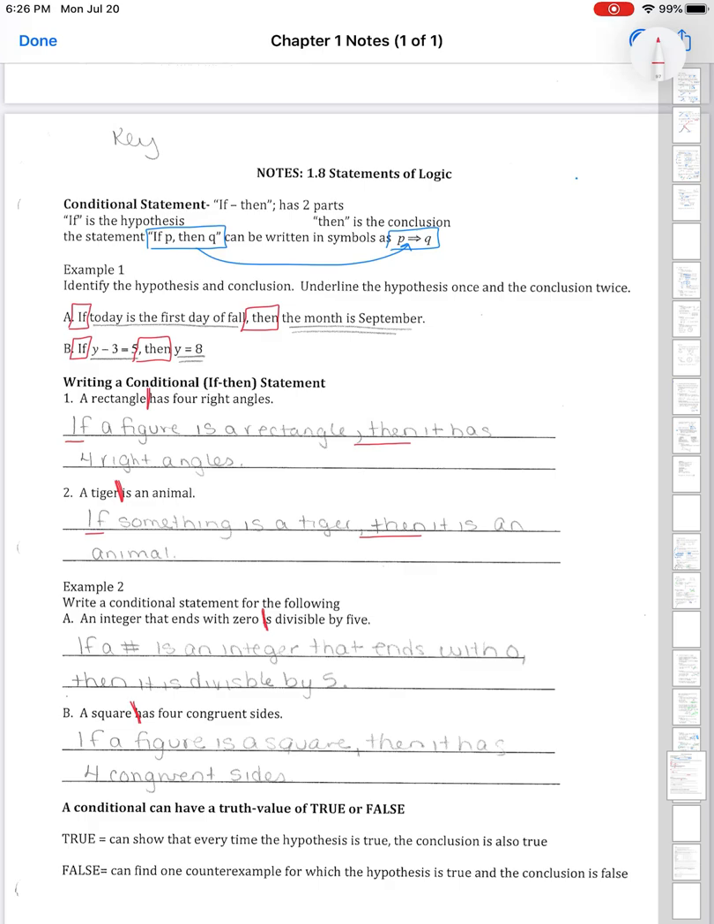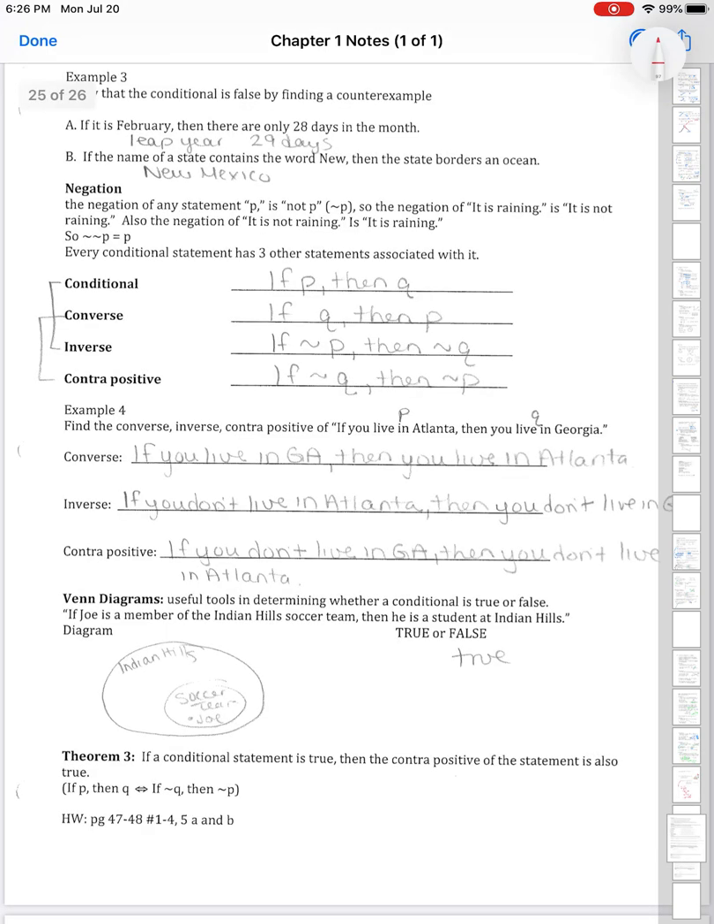Now, a conditional can have truth value, true or false. Something would be true if you can show that every single time the hypothesis is true, the conclusion is true. False, all it takes is to find one counterexample, where the hypothesis is true and the conclusion is false. So it only takes one to disprove something.